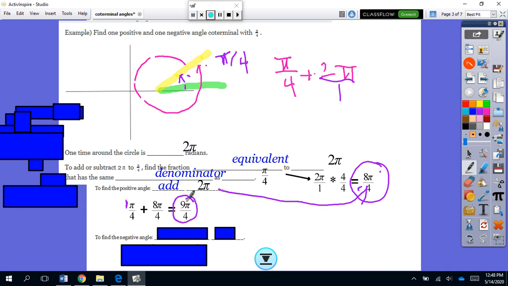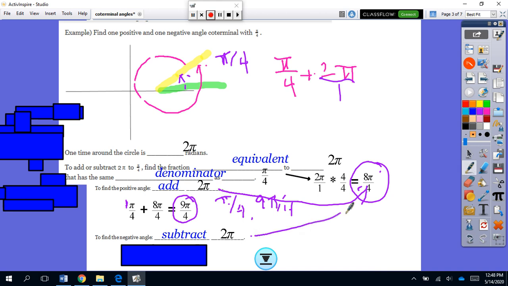So that means pi over 4 and 9 pi over 4 are coterminal angles. And then to find a negative angle, we just subtract, just like we were doing with the 360. So you're going to subtract that 8 pi over 4.